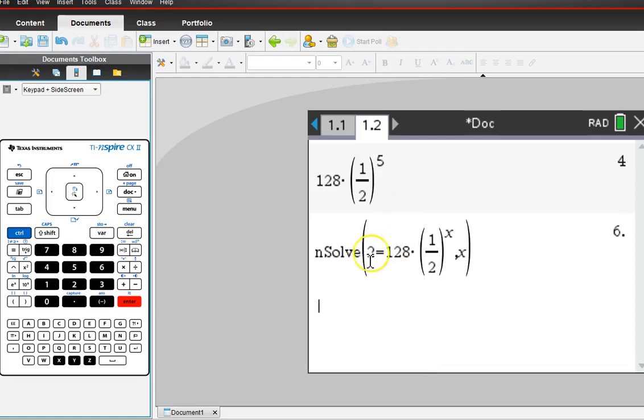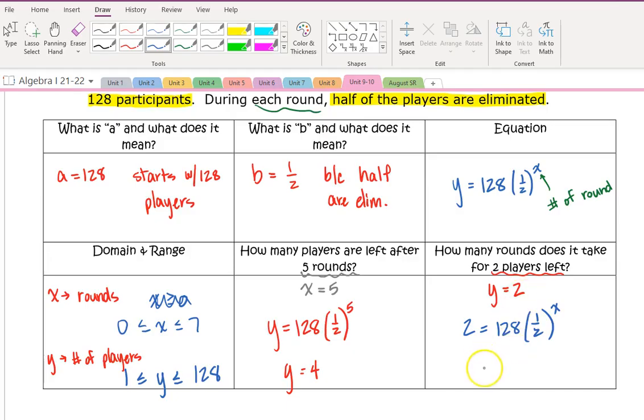Okay, I got 6. I typed mine in exactly like I saw it. Remember, I said the parentheses were a big deal with fractions and exponentials. I did comma X and I got 6. So in this case, it would be 6 rounds.